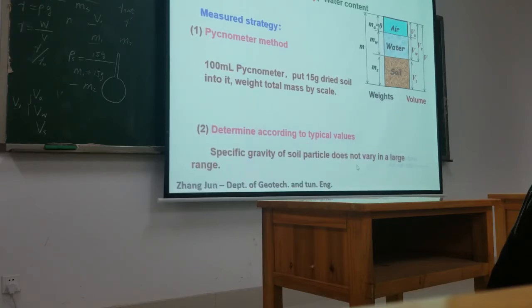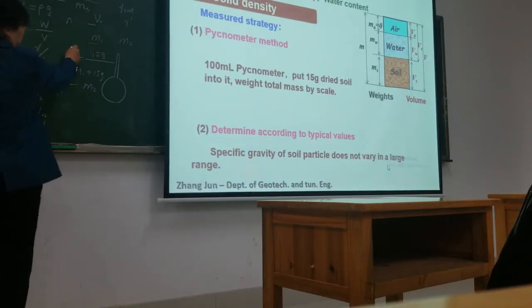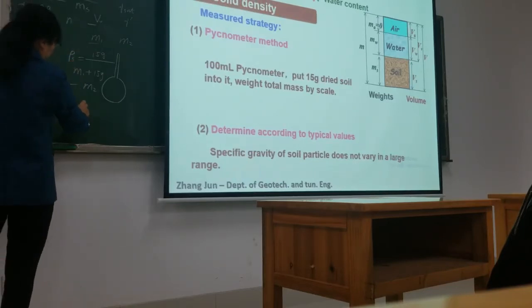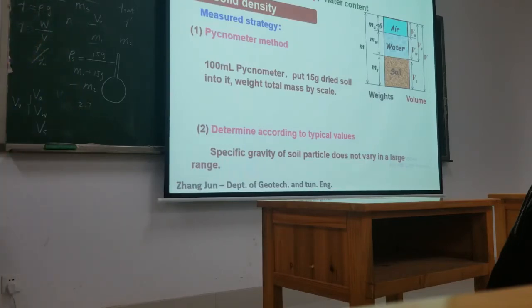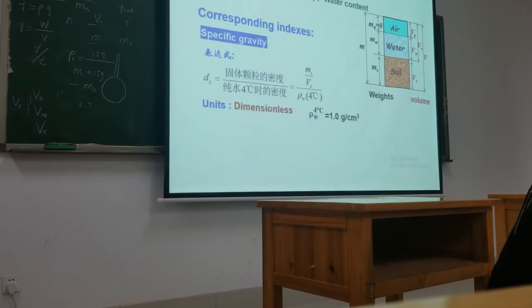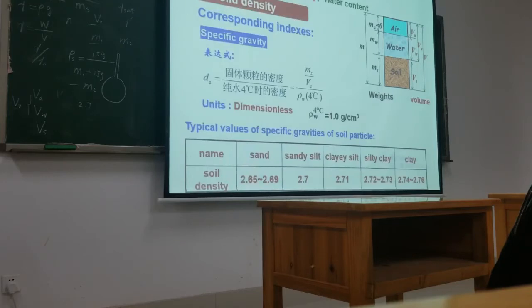Specific gravity of soil particle does not vary in a large range. Maybe these values are around 2.7. From here we can say we may get a constant value. Okay.